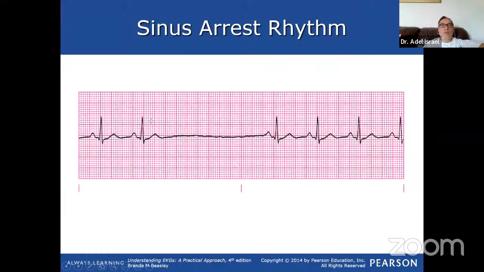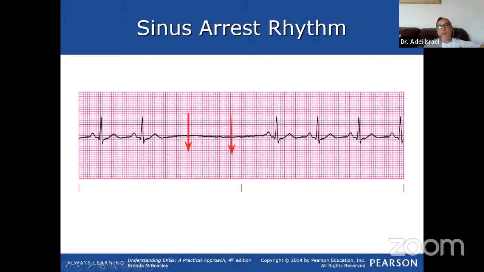So let us consider 1, 2, 3, 4. So I have to get one here. 1, 2, 3, 4. So I have to get another one here, and then 1, 2, 3, 4, I will get the 1. So I missed how many beats here? 2. You got it, guys? And after that, my heart restores back its normal activity.